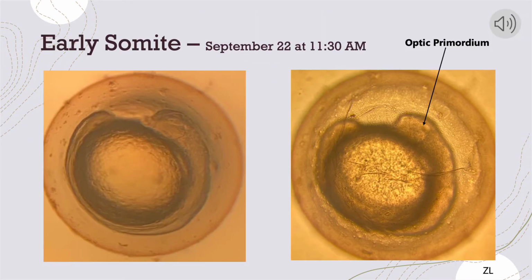This next stage is the early somite stage. You can't clearly see the somites forming yet, but you can see that the mesoderm is forming to give rise to the somites later on in development.